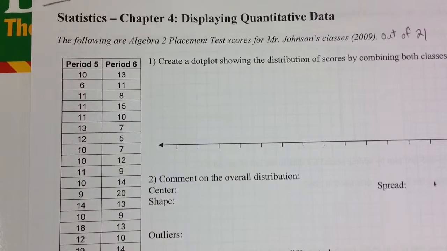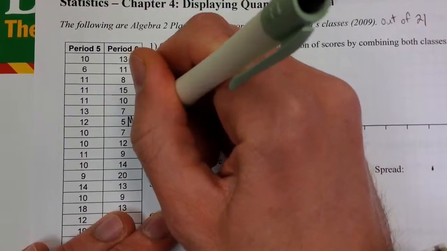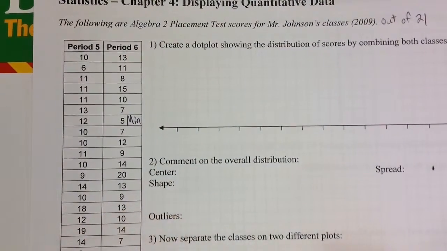To make this dot plot, I need to know what the minimum score is and what the maximum score is. So tell me, what's the minimum score between the 2 classes? 5. And the maximum score? 20.